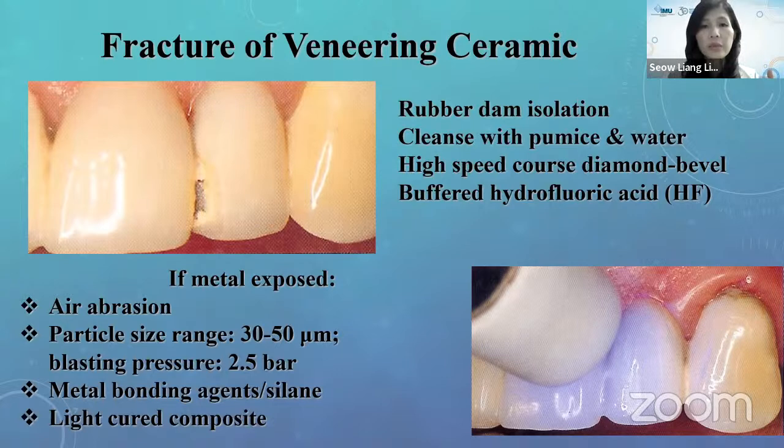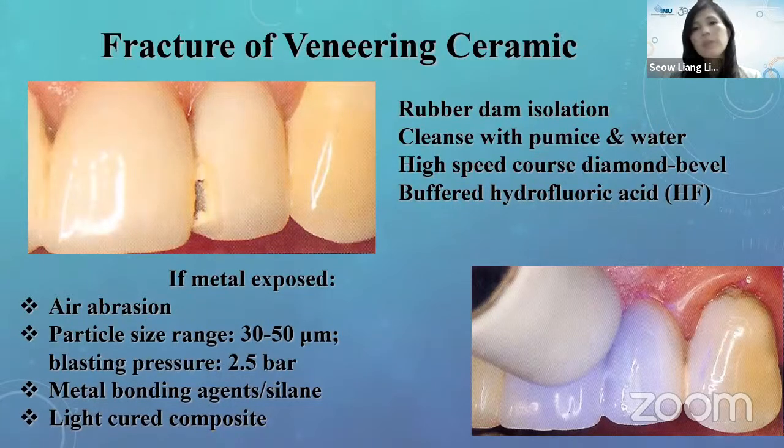Generally, we can repair the ceramic if the fracture is not involving a large area. If it involves metal, like in this case, then it may be a little bit compromised to repair it, because the bonding of the composite to metal is not as good as the composite to ceramic. And also masking of the metal as well. You need to have a composite opaquer to mask the gray appearance of the metal. So first up, rubber dam isolation.